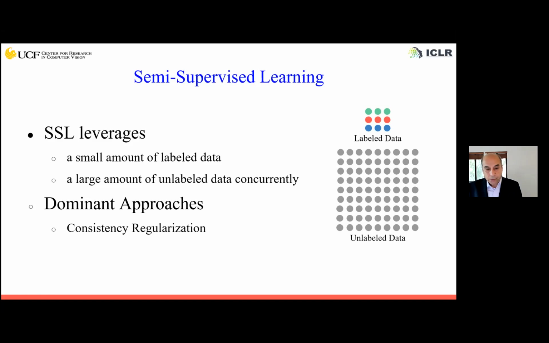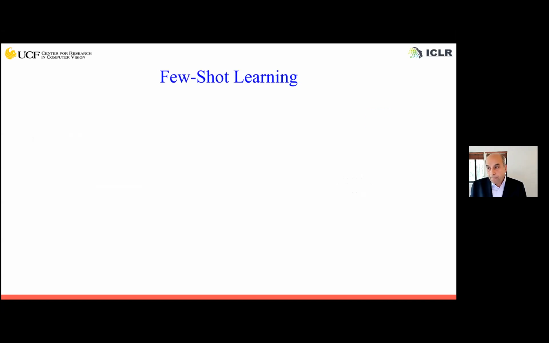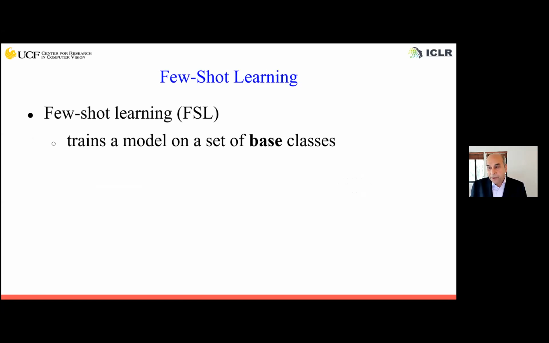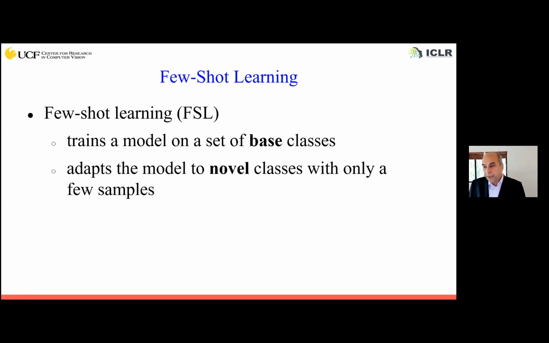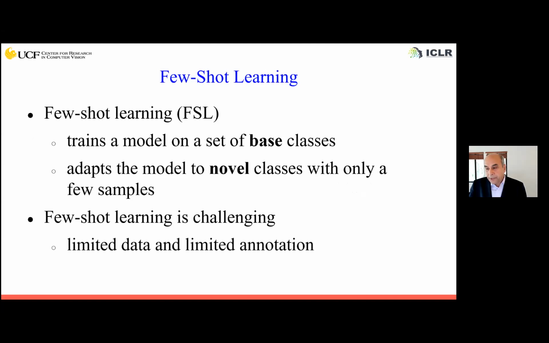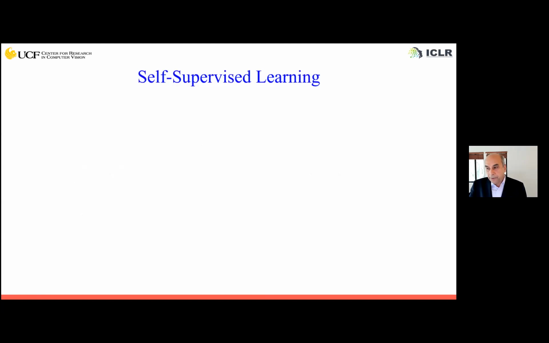There are two main dominating approaches: one is consistency regularization, the other is pseudo-labeling. Then another approach to deal with annotation is few-shot learning. Here the idea is that we train a model on a set of base classes, and then adapt the model to novel classes with only a few samples. Here the number of annotations is very small compared to semi-supervised learning. Of course it's challenging because we have limited data and limited annotations.